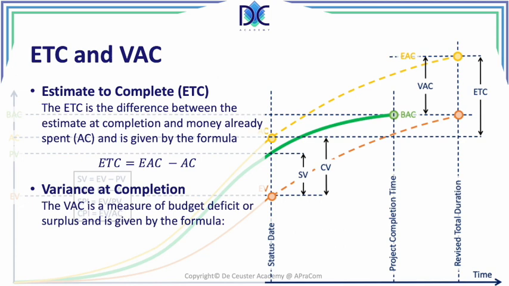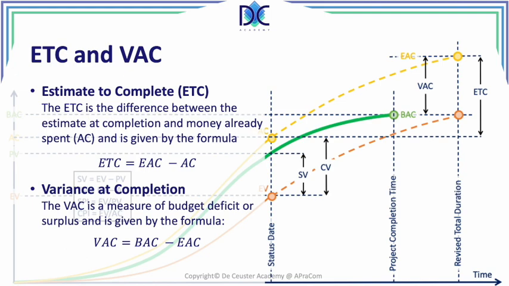The variance at completion is a measure of budget deficit or the surplus. We see how much more do we have to pay to complete the project. And we can say that the VAC, the variance at completion, is equal to the budget at completion minus the estimate at completion. And we see that we have a negative value, which means that we're spending more.